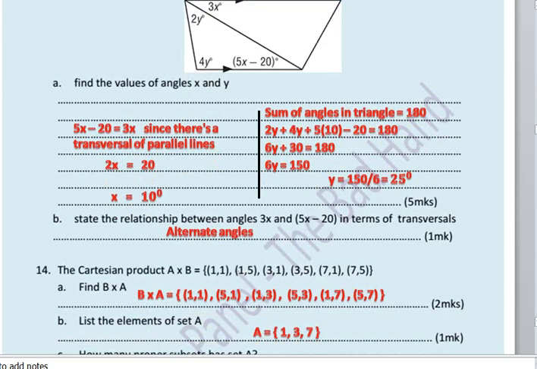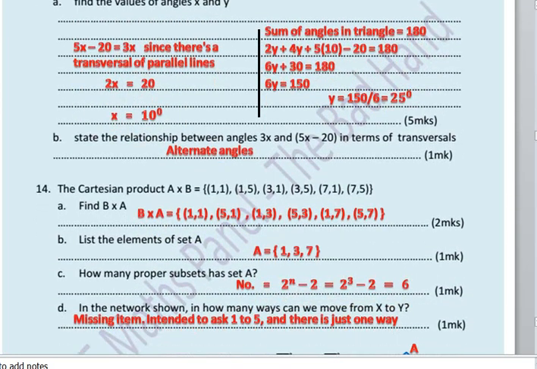Question 14. The Cartesian product AB equals (1, 1), (1, 5), (3, 1), (3, 5), (7, 1), (7, 5). Find the Cartesian product BA. To have BA, just swap the positions of each of those elements. So (1, 1) remains (1, 1). (1, 5) becomes (5, 1). (3, 1) becomes (1, 3), and so on. We go until (5, 7).